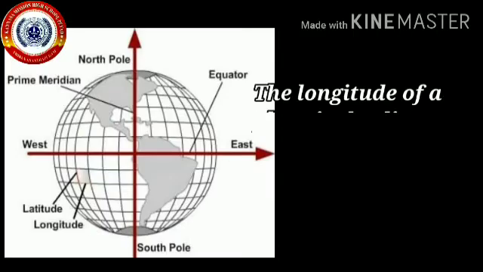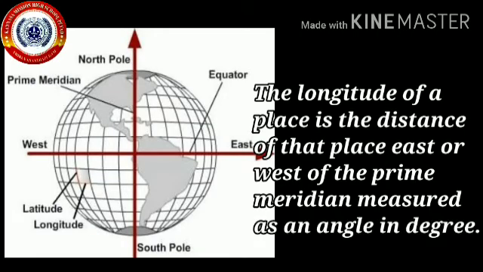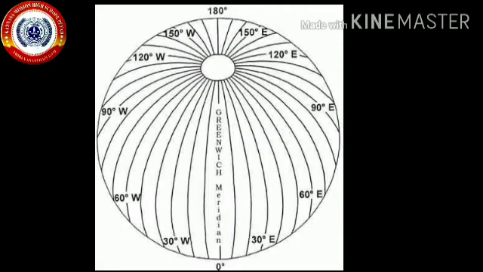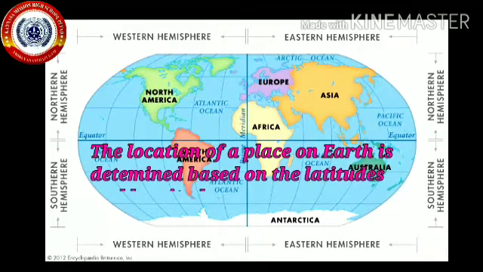The longitude of a place is the distance of that place east or west of the prime meridian, measured as an angle in degrees. For example, 90 degree east, 40 degree west, like this. The total number of meridians is 360, 180 to the east and 180 to the west of the prime meridian. Okay students, now you understood that the location of a place on Earth is determined based on the latitudes and longitudes.